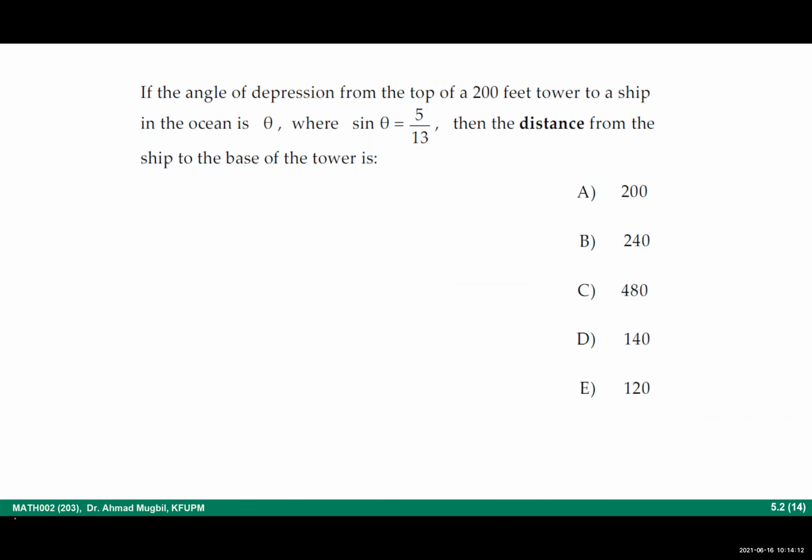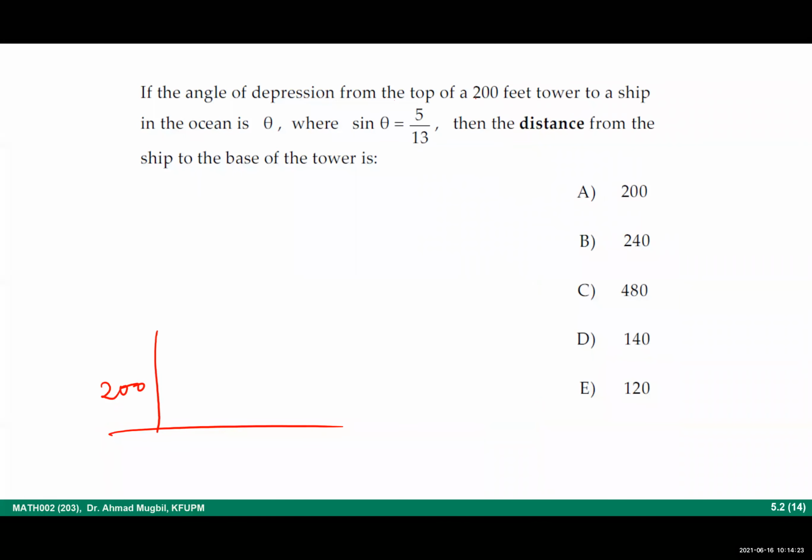Think about it. If the angle of depression from the top of a 200 feet tower, so we have here a tower, this is the ground, this is a tower that its height is 200. If the angle of depression from the top, this is the top of the building, from the top of the tower to a ship, this is a ship on the ocean, so the angle of depression to the ship on the ocean is theta.